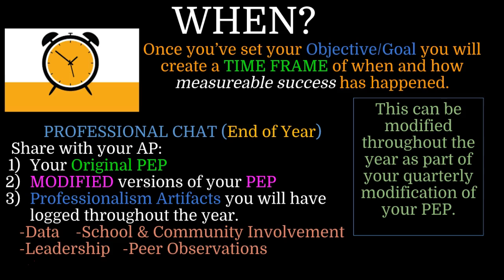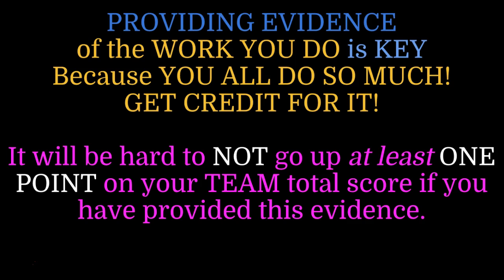All right, when? So you've set your objective, your goal. You create a time frame of when and how that measurable success has happened. And again, this can be modified throughout the year as part of your quarterly modification of your PEP. At the end of the year, you want to take all this stuff and share it with your AP at your final professionalism check. So you want to have a copy of your original PEP. You want to have any modified versions of your PEP, and then those professional artifacts that you will have logged throughout the year on data, school and community involvement, leadership, and peer observations.